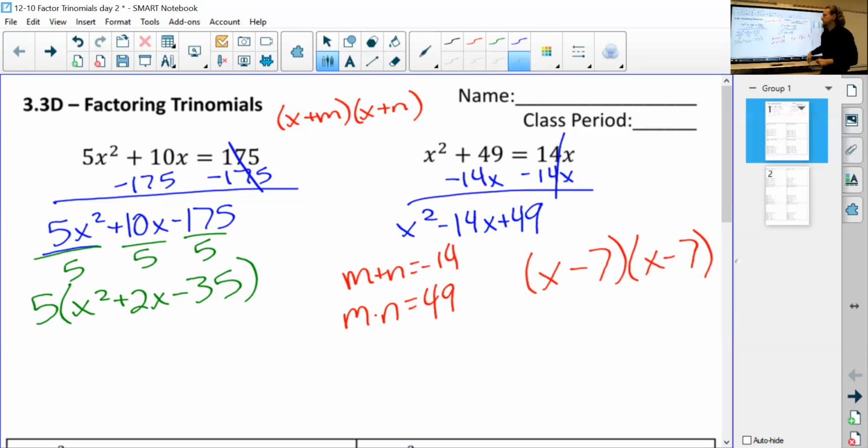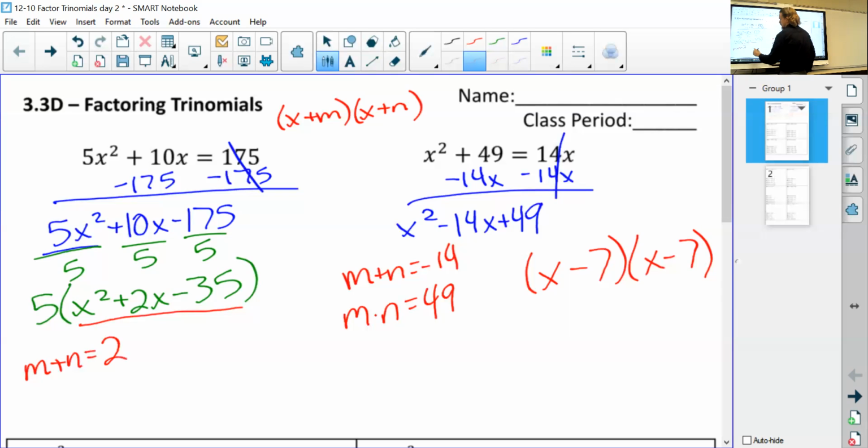Okay, so now I'm going to focus on this right here, and do the same thing I did before. I want m plus n to equal this middle term, so 2, but I want m times n to equal negative 35. Our product's kind of big, but our sum is kind of small, so we know our two factors need to be pretty close together. If I start thinking about my factors of 35, it's not going to be 1 and 35. The only other one is 5 and 7.